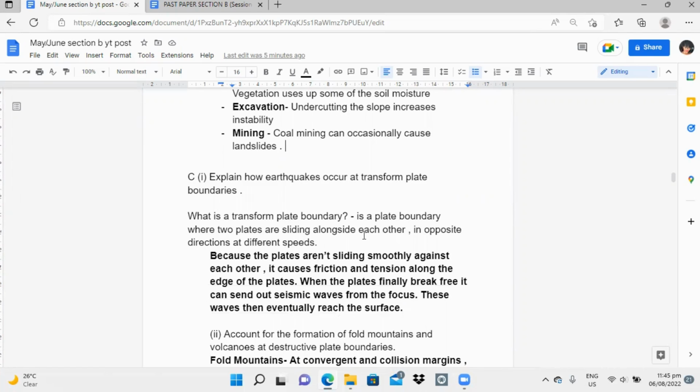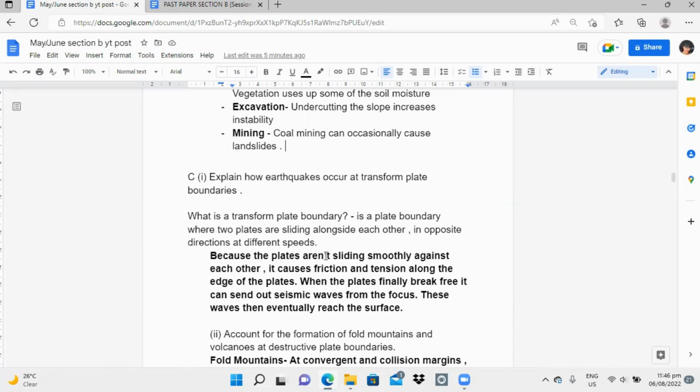So how an earthquake takes place at a transform plate boundary is basically when you have the two plates sliding against one another, it causes friction, and the plates kind of get stuck together. When it's finally released, at the point where it's released, it sends up seismic waves, so it releases pressure in the form of seismic waves, and these waves then make their way to the surface, and that is what we feel as the earthquake on the surface.